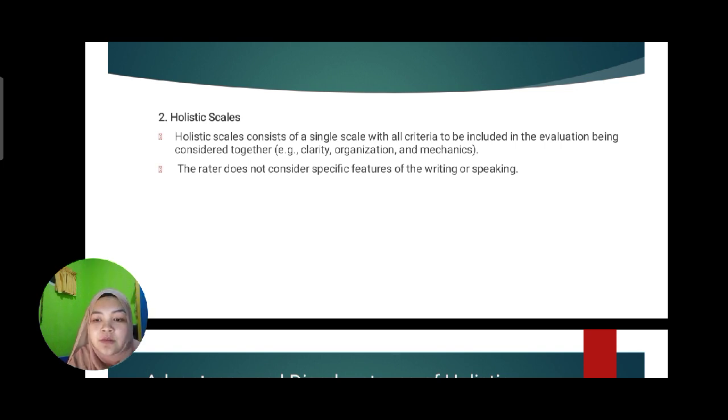So holistic scales rely on the general overall impressions of a rater. The rater considers a performance, for example writing or speaking, as a whole and relates their impressions to a scale that provides criterion-referenced descriptions that are linked to points. The rater doesn't consider specific features of the writing or speaking in holistic scales.